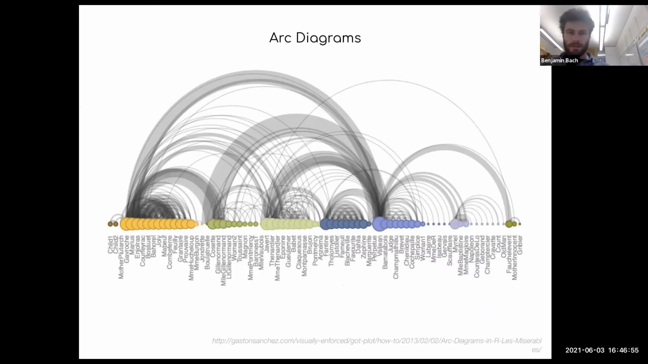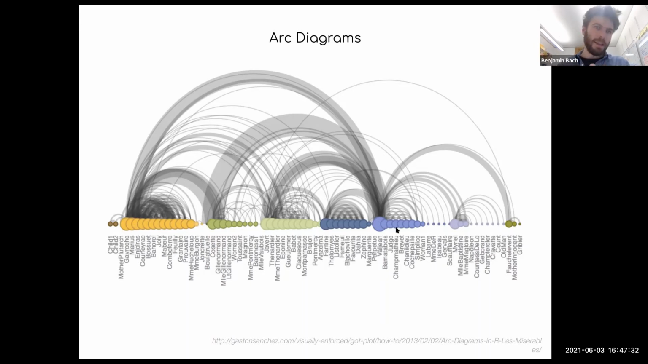Another kind of visualization that can be quite interesting for multivariate networks are arc diagrams. In an arc diagram, we have basically just all the nodes on a line from left to right, and whenever nodes are connected, they're connected by such an arc. Now, it looks a little bit messy at first, and for dense networks, again, it will be very messy. But what you can see is, again, clusters of densely connected nodes. You can see very central nodes.